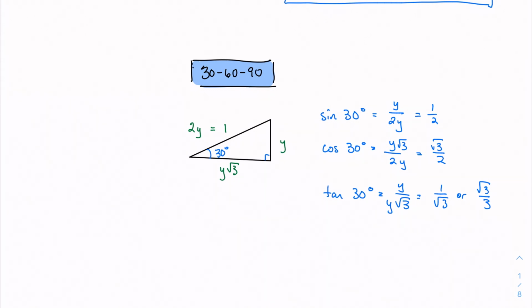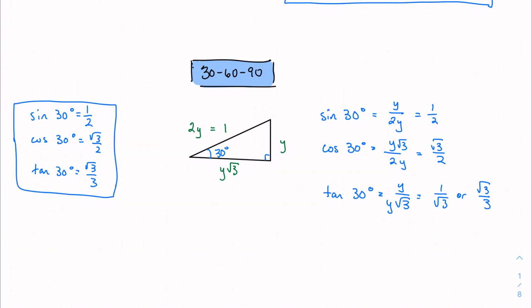All right, so just to summarize what I've learned without the work, I'm just going to write it off to the side. Sine 30 is 1/2. Cosine 30 is root 3 over 2. And tangent 30 is root 3 over 3.